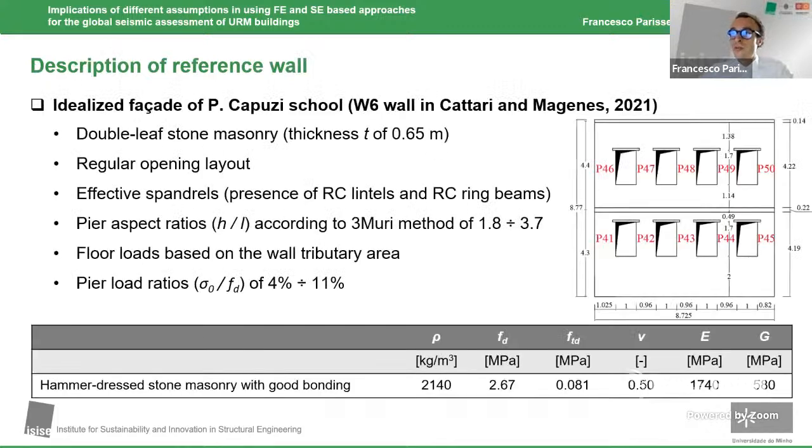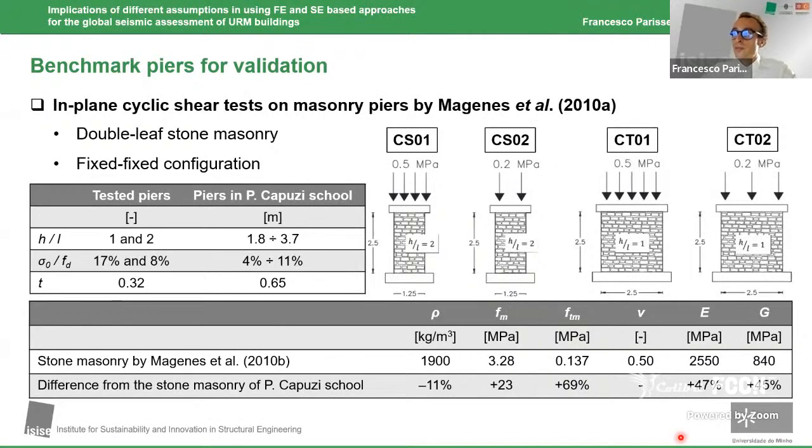Moving to the description of the reference wall, very briefly, it's a stone masonry wall with regular openings. The spandrels have reinforced concrete beams and lintels, and the main material properties are listed in the tables, and the pier load and aspect ratios were calculated by hand using the Tremuri method for the sake of comparison. And the benchmark piers for validation, as I was saying, are those by Magenes et al. in 2010, which are basically in-plane cyclic shear tests with the same typology of masonry, and that consider a fixed-fixed configuration, but also four different panels that differ in terms of aspect ratio from 2 to 1, and also in terms of load ratio.